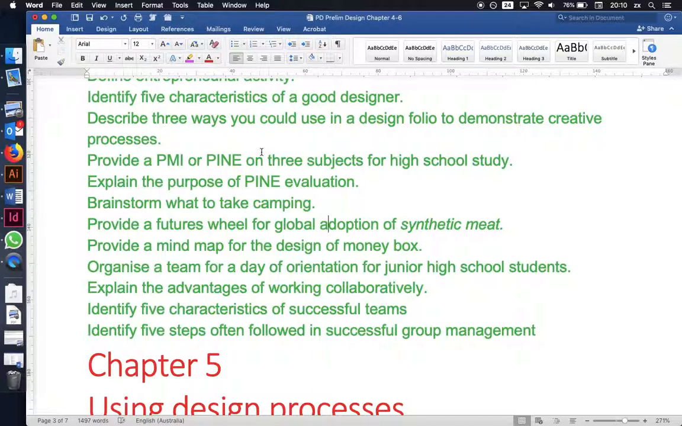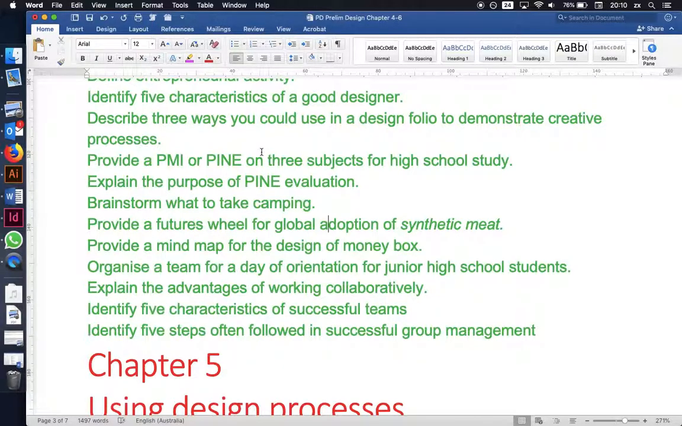Organize a team. In a group of 2 or 3 people, I want you to work on organizing a team for an orientation for junior high school students. Let's imagine Year 6 students coming into Year 7, and we want them to come to school and have a positive attitude towards the school. We want them to meet people, learn names, know where they need to go, and maybe participate in some fun activities.